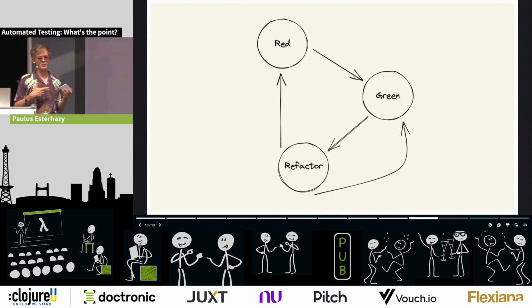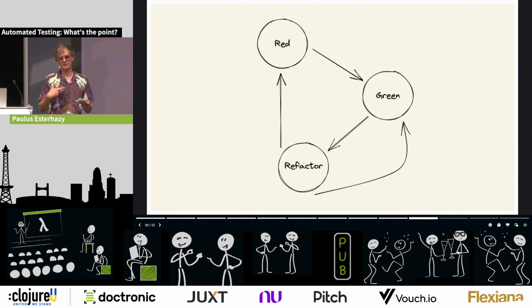Okay, so how does this work? What mechanism is in place that allows automated testing to give you this high-quality feedback? Well, the first thing that you're probably thinking of, rightly, is the red-green refactor loop. So it goes something like this.